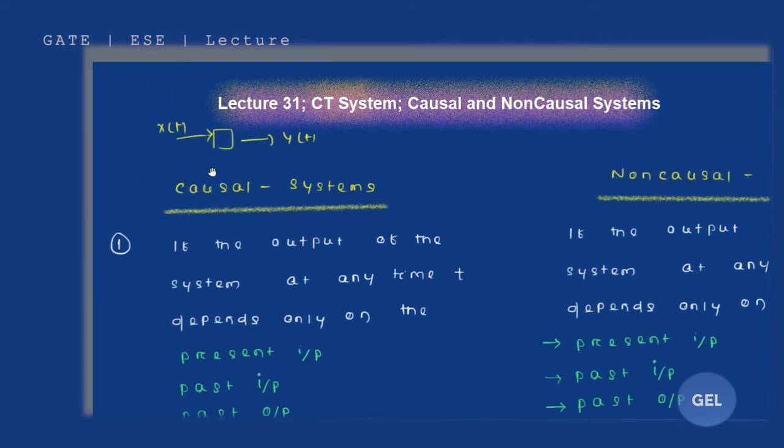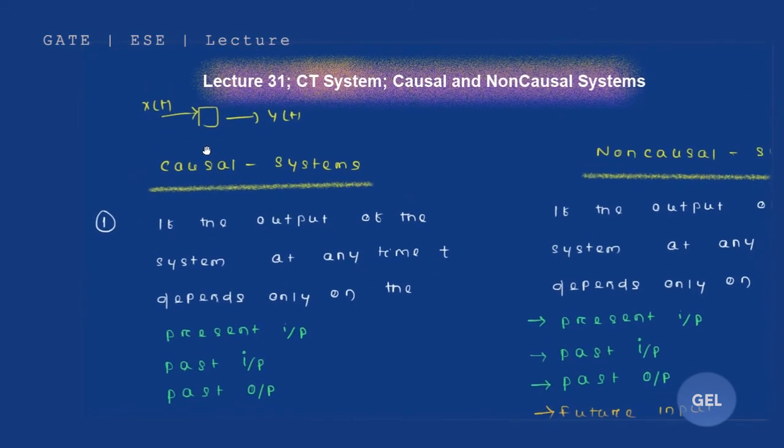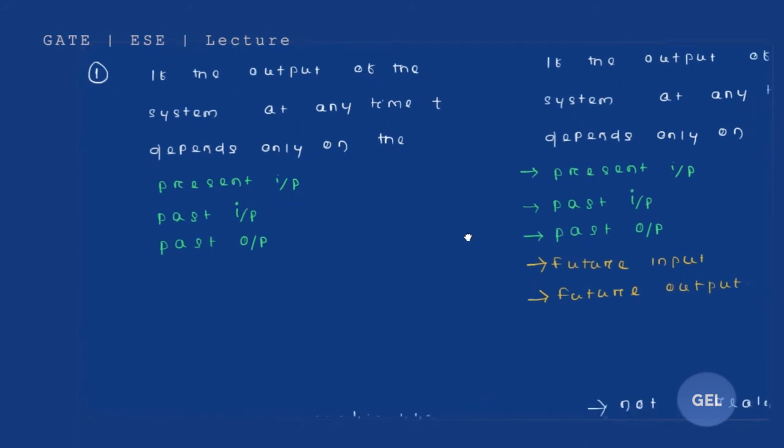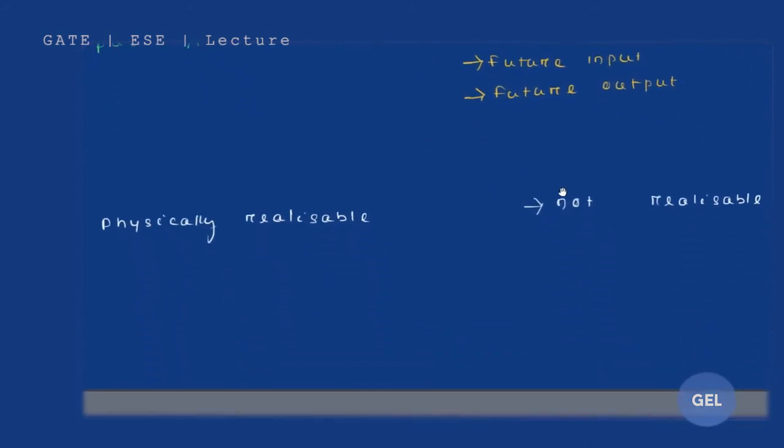Do you understand this point? It's a very beautiful concept. While you solve a couple of questions, you will get clarity on this concept. You only need to remember that if you have a system and its output depends on future input or future output, then it is non-causal.